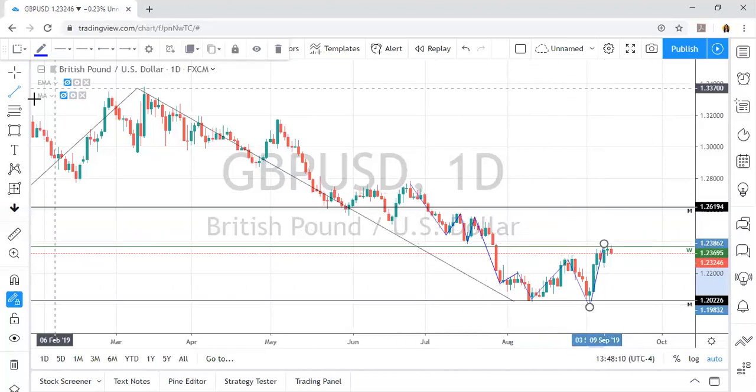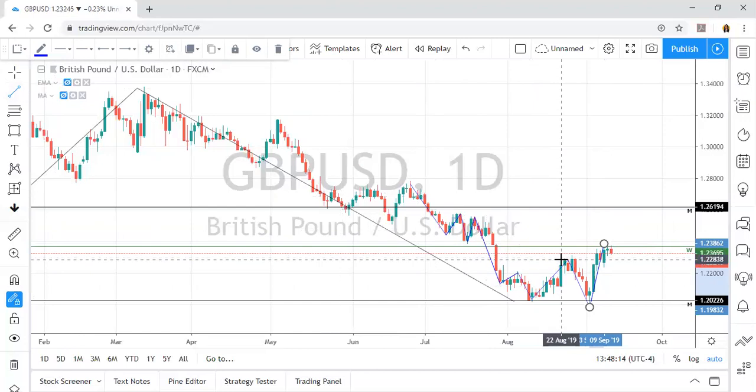Okay, here we go. So now just based off that, you can see right here where this was the last lower high. Okay. Just based off this movement here.